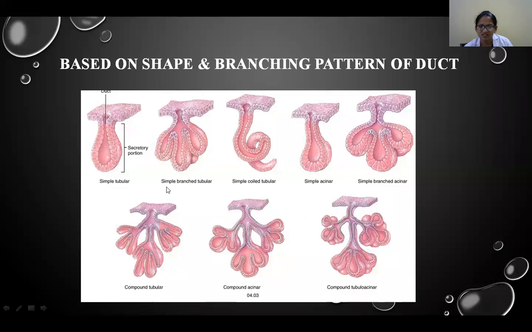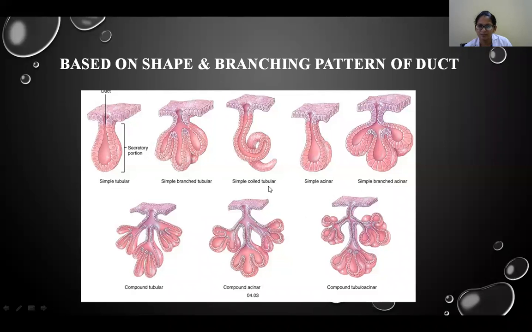Next, coming to the simple branched tubular gland. Here the duct is single, whereas the tubular glands are more than one, so it is called a simple branched tubular gland. In a simple tubular gland you see a single tubule, whereas in simple branched tubular glands you see a larger number of tubular acinar cells.